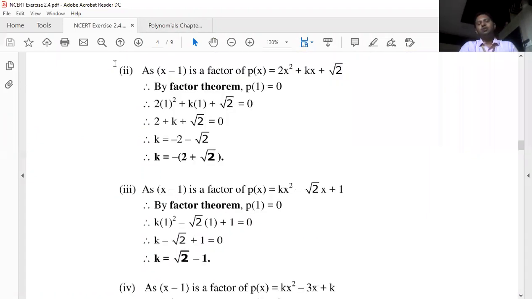That is k into 1 square minus root 2 into 1 plus 1. That is k minus root 2 plus 1 is equal to 0. We'll transpose this. Minus root 2 will become plus root 2 and minus 1. So the answer is k is equal to root 2 minus 1.